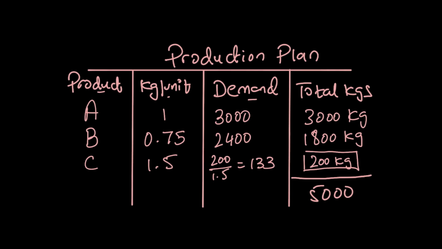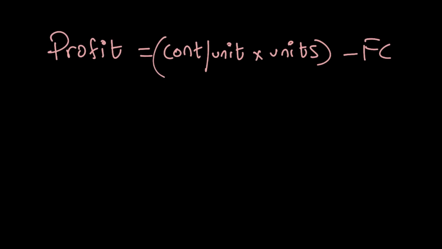So our production plan is essentially over here. We'll make 3,000 units of A, 2,400 units of B, and 133 units of C with 5,000 kgs. That's the output that will help us maximize our profit. So let's also calculate how much profit we will earn. Okay, so let's calculate the profit now.